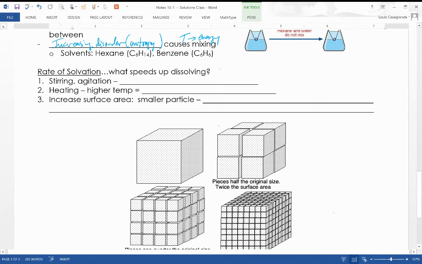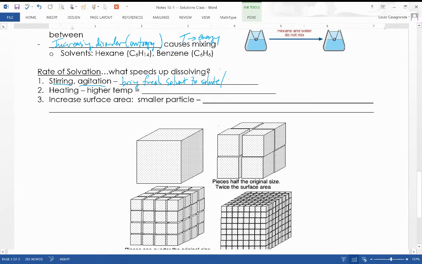First, stirring or agitation. This is like when you take a spoon and stir it, or you take something and shake it up. What you're doing is two things. First, you bring fresh solvent to the solute. If you're trying to stir up some iced tea, the top of the iced tea gets the sugar first, you mix it up, and as you mix it up, the bottom of the iced tea that was more pure tea will start to have the ability to dissolve as well.